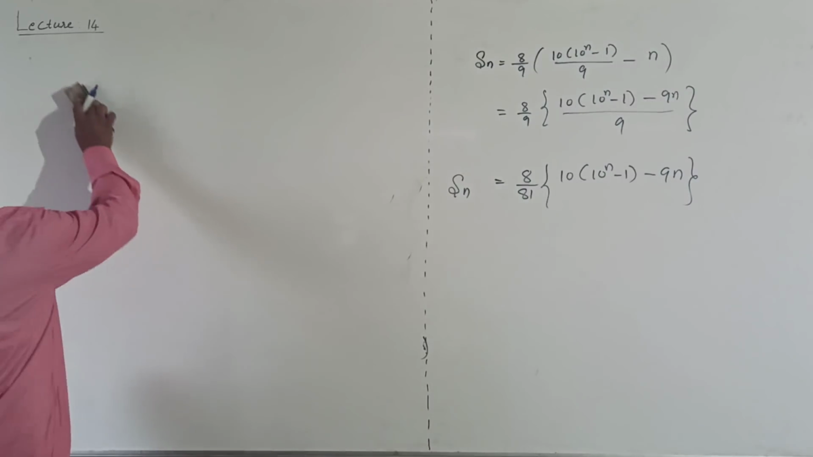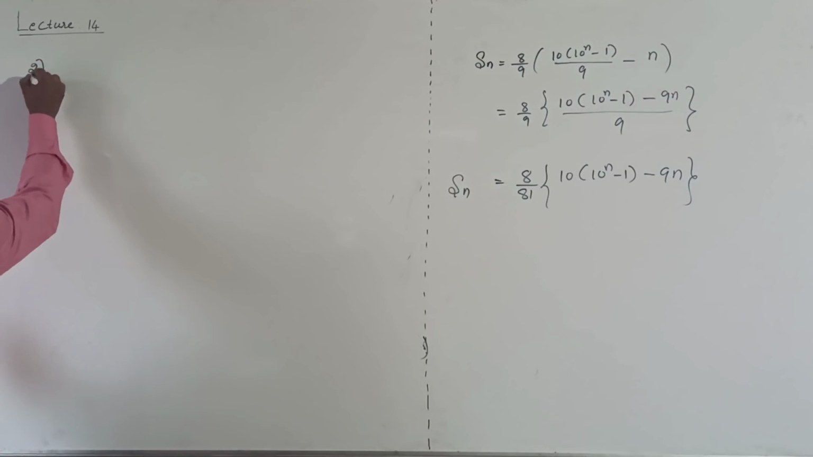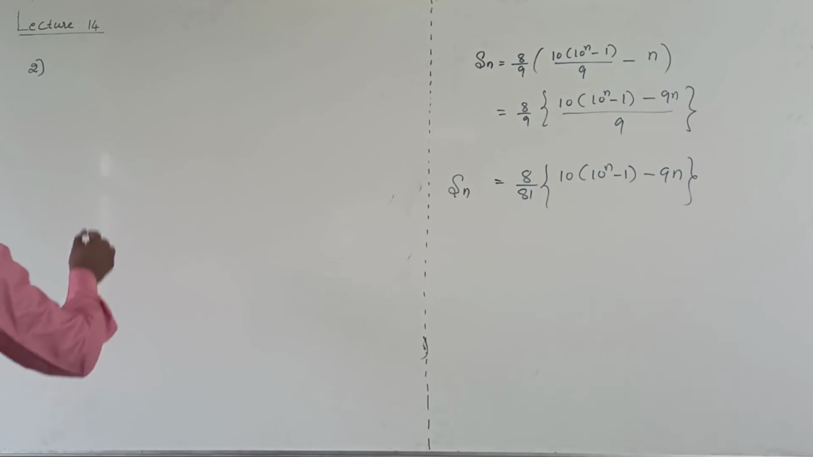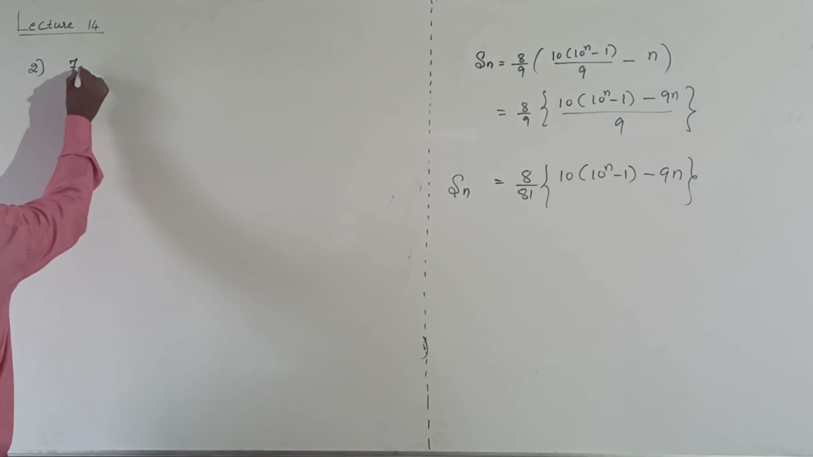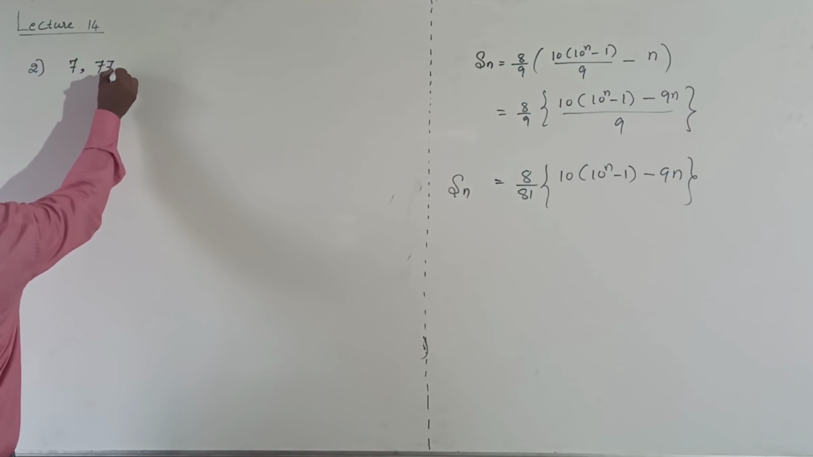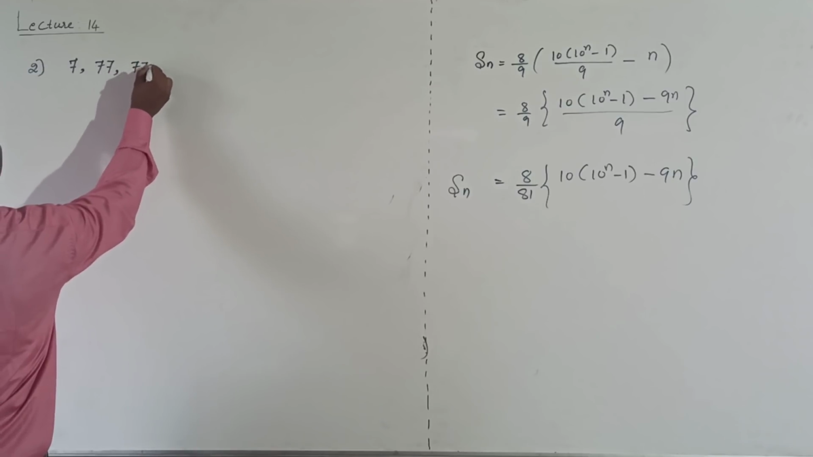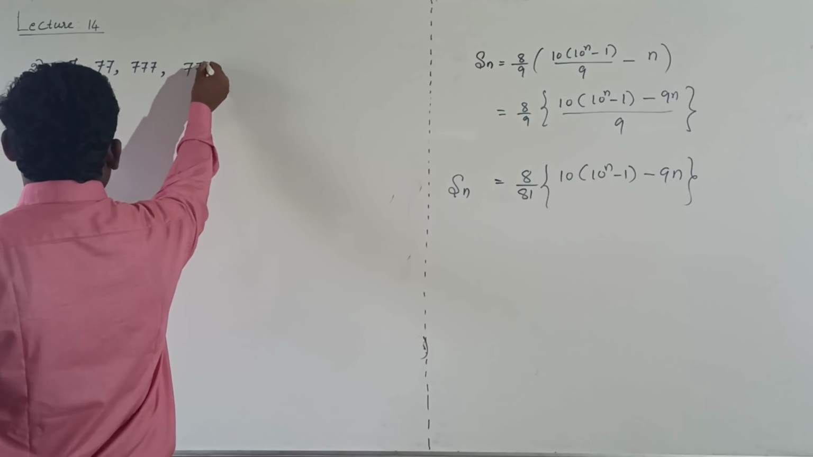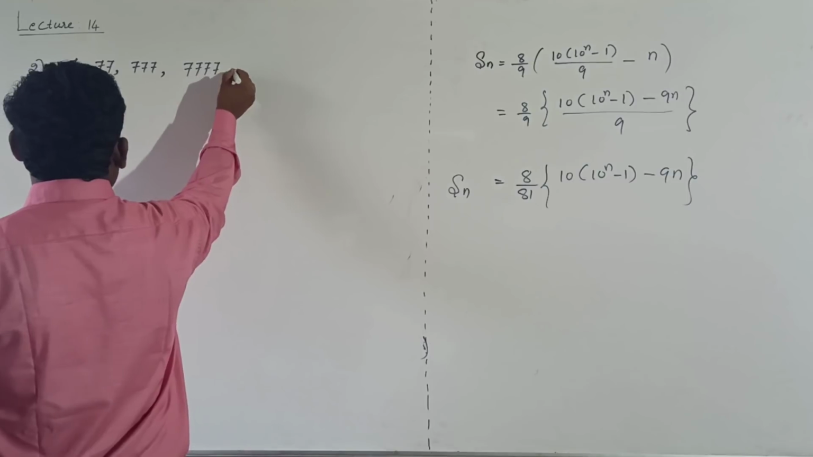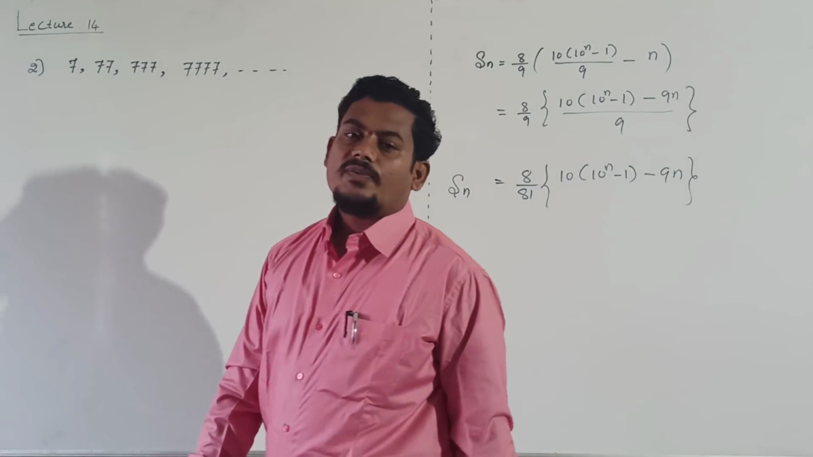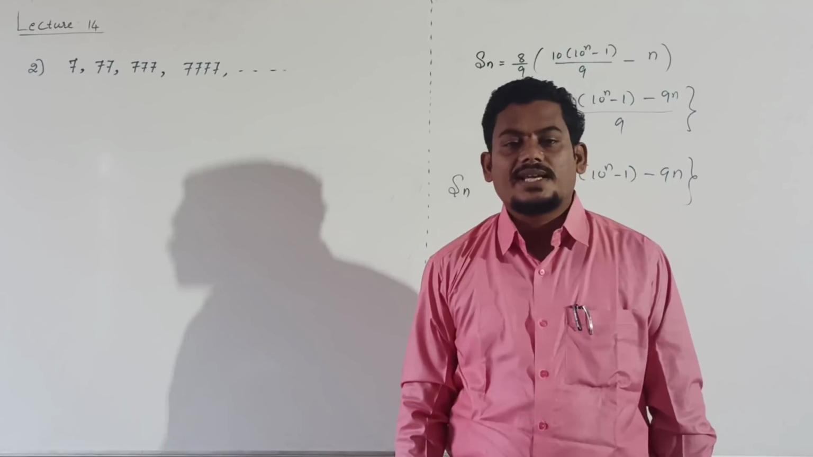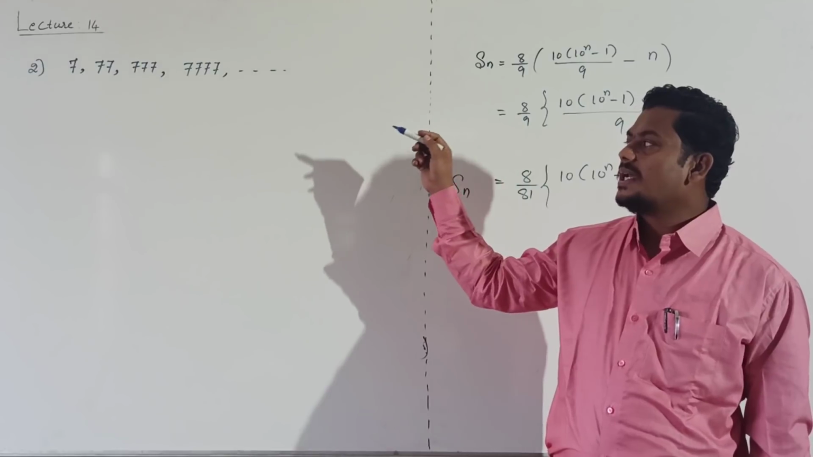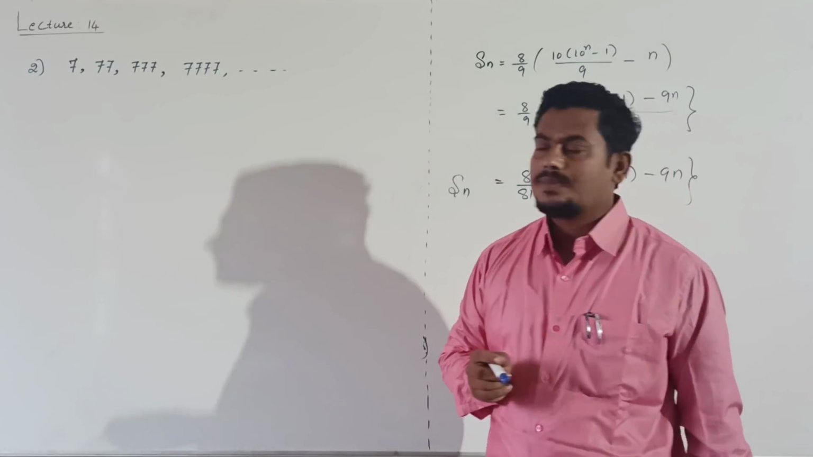Next problem. Find the sum to n terms of the sequence 7, 77, 777, 7777 and so on up to n terms.